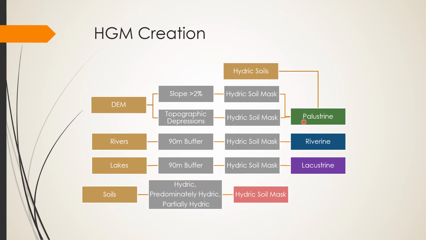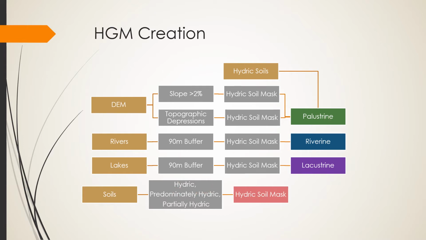To create our palustrine class, we took the DEM and found slope greater than 2% and combined it with the hydric soil mask, and we also found topographic depressions and combined them with our hydric soil mask, and they became part of the palustrine system. We also took hydric soils, those rated only the most completely hydric, and those became part of the palustrine system as well.